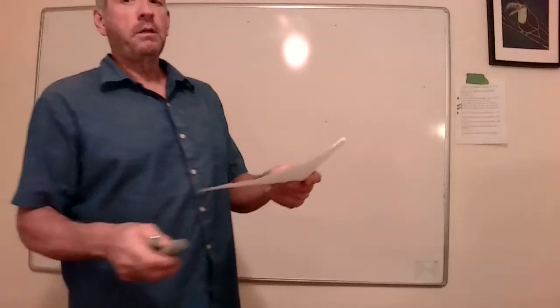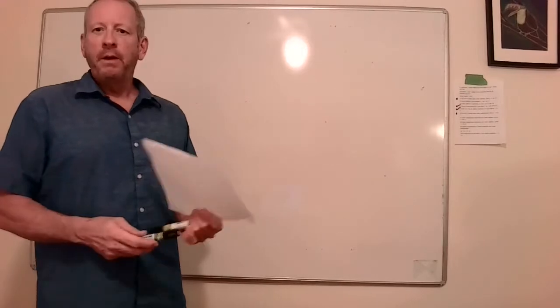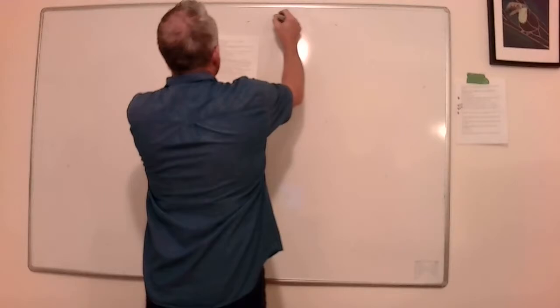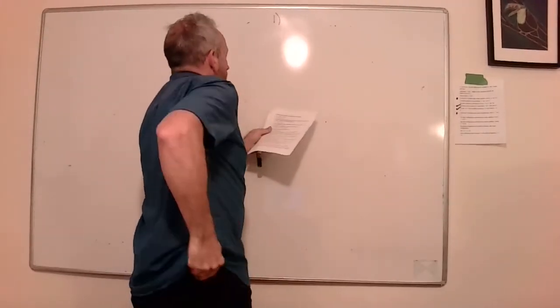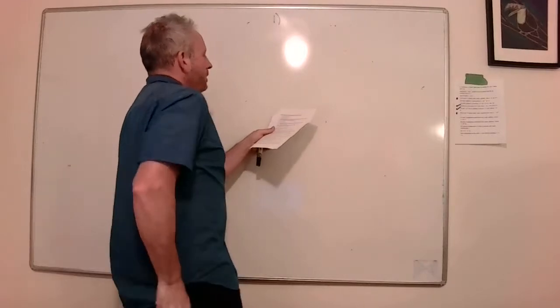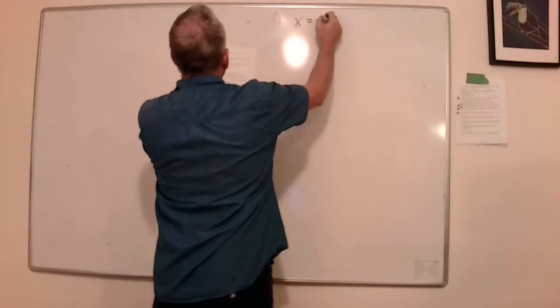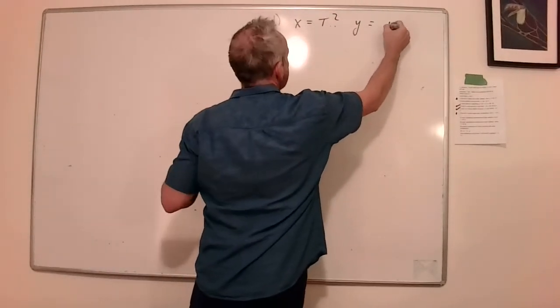Question 2 basically asks us to find the derivative two different ways and make sure that they're the same. So here's actually question 1, but it's the second question on the exam. They're parametric equations, and we have x is equal to t squared and y is equal to t cubed.